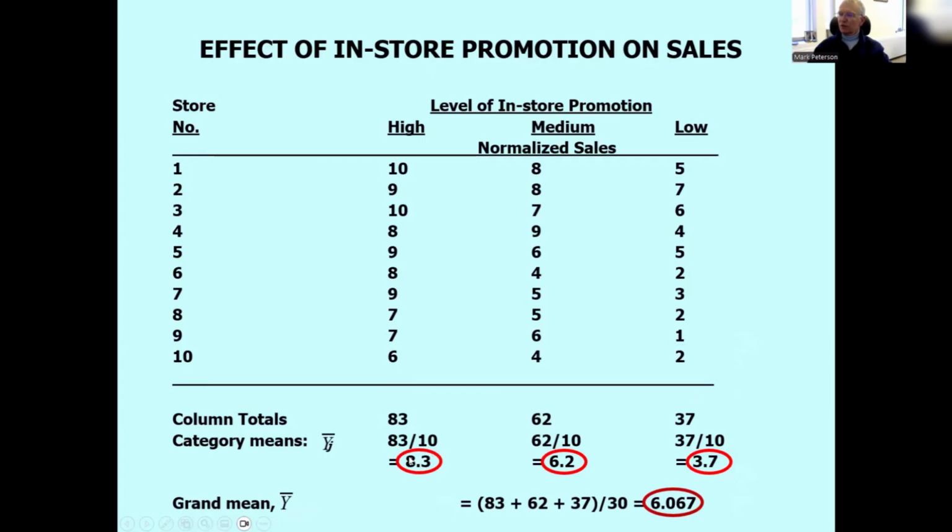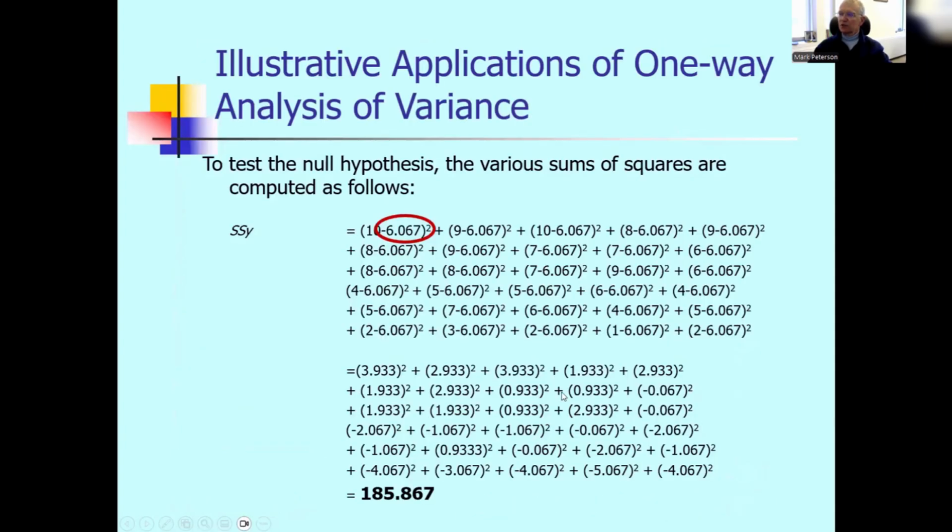The subgroup means for high, medium, and low in-store promotions are 8.3, 6.2, 3.7. And then our overall mean, our grand mean, is 6.067. So we'll start with 6.067, our grand mean, in our computations first.